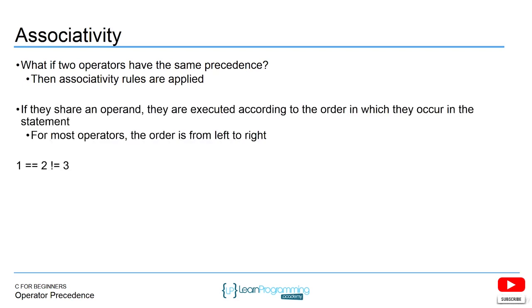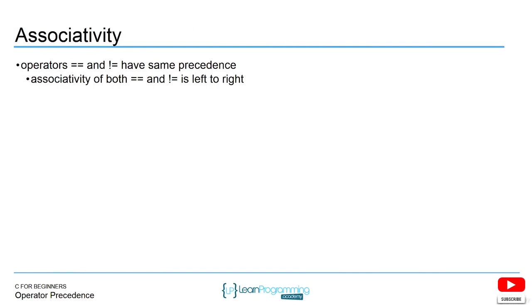So if you share an operand and they're both executed in the same order, you're going to execute them in the order of the statement based on the associativity rule. For most operators, the order is from left to right. Let me show you an example. If you say 1 equals equals 2 is not equal to 3, the equals and the not equals operators have the same precedence.